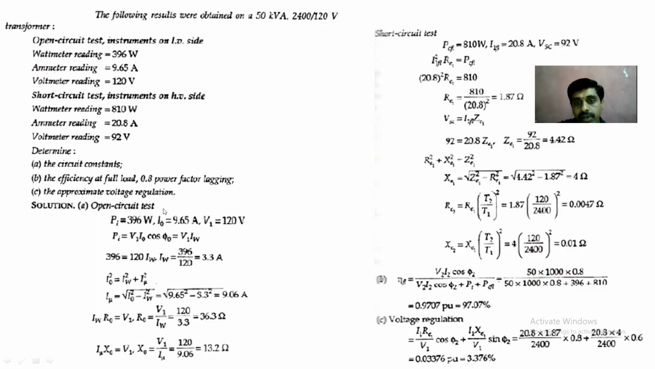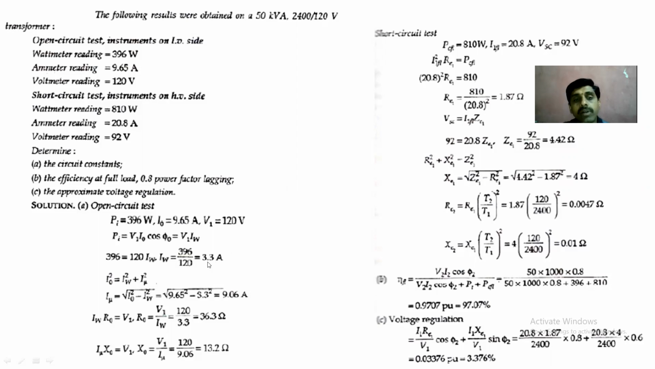We know from different tests what we can calculate. From the open circuit test, you can calculate R0, X0. From the short circuit test, you can calculate R02, X02, and therefrom you can calculate the regulation and efficiency. They have given Pi, 396 watts, the wattmeter reading on the no load test, which is the iron loss, I0 is 9.65 amperes, and V1 is 120 volts, since they conducted it on the LV side. If you substitute all these, you will get Iw, the working component of the current.